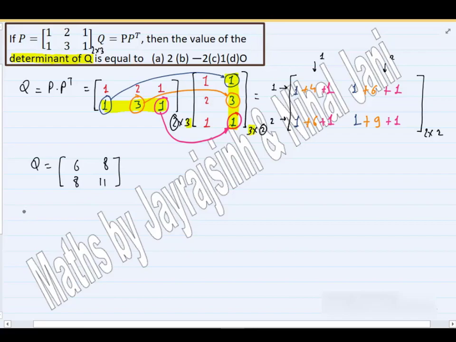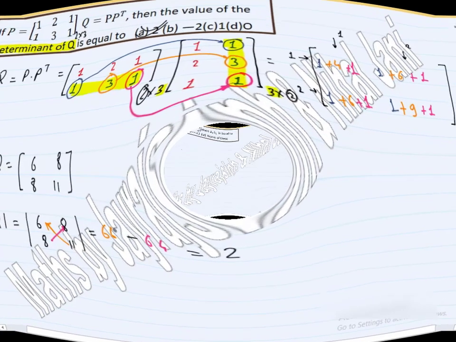Okay, but we have to find determinant of Q. No problem. Let's write down determinant of Q and cross multiply. 11 6s are 66 and minus 8 8s are 64. So finally we get our determinant of Q, which is 2. Ta-da! Option A is your final answer.